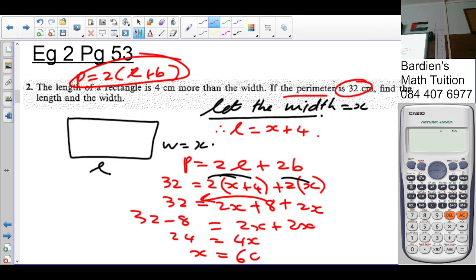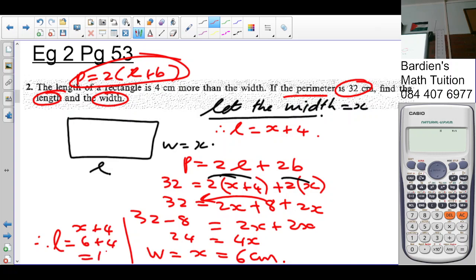6 what? Centimeter. The question says what is the length and the width? So the width is 6. And therefore the length, which is going to give you x plus 4, which is 6 plus 4, which is 10. If it then asks you to calculate the area, how do you calculate the area of a rectangle? Length times width, which is going to be 6 times 10, which is 60 centimeters square. You understand? No?